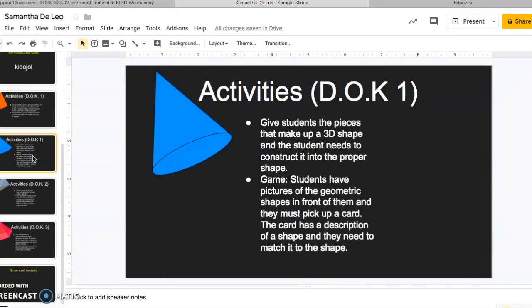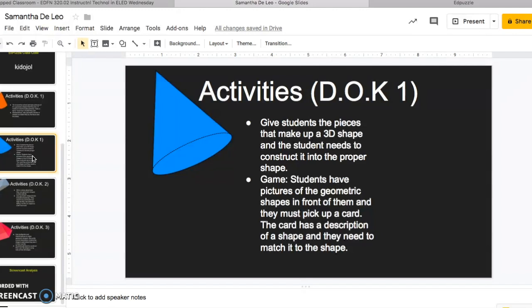My next level is also DOK 1. For the first activity, I have the students getting pieces that make up a 3D shape, and they'll need to put it together to make that shape a whole. So for a cylinder, I would have 2 circular faces, and then the thing that connects them, they would have those pieces in front of them and they would need to put them together to make the cylinder.